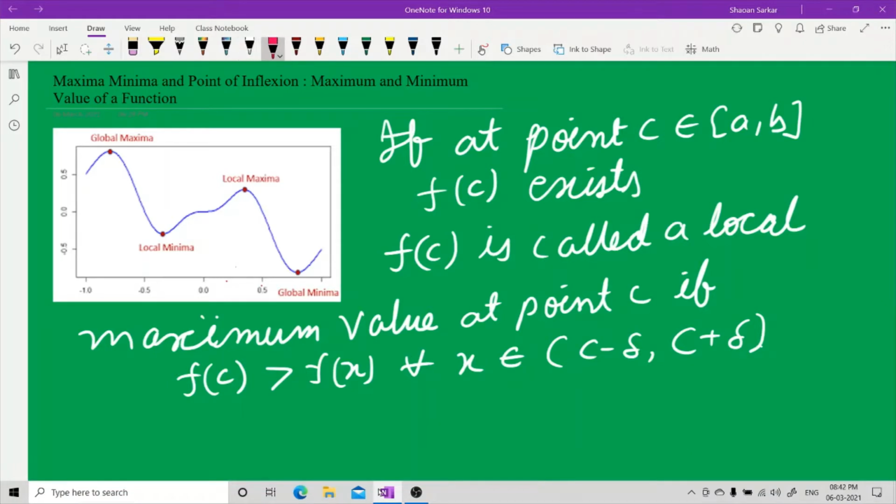See, this is our point. Let us say this is our point A and this is our point B. Now, this is the point C. This is the point C plus delta. This is the point C minus delta. Within this range, C minus delta and C plus delta, the function has its highest value at this point. So this is called a local maximum value of the function, and the point C is called local maxima.